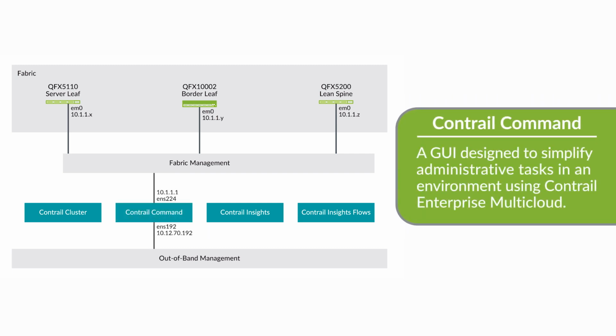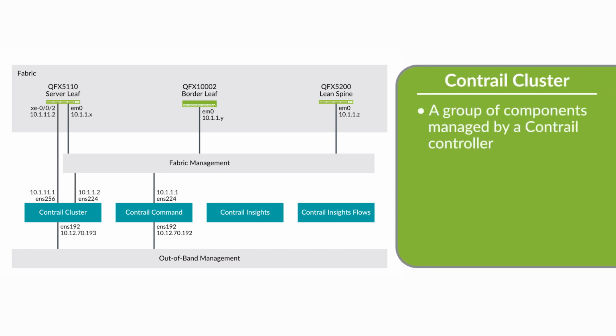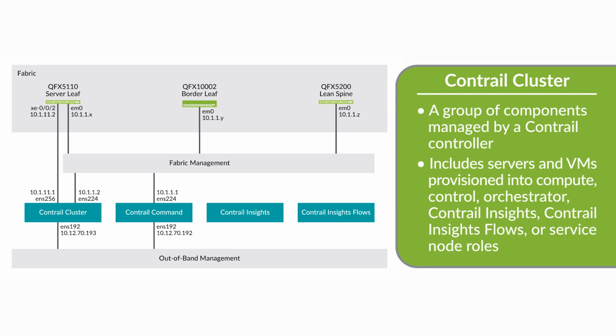Contrail Command is a GUI that you use with the Contrail Enterprise multi-cloud solution. It provides a single point of management for the fabric underlay, the overlay networks, and the virtual endpoints. The Contrail cluster is a group of components managed by a Contrail controller. A Contrail cluster includes servers and VMs that are provisioned into Compute, Control, Orchestrator, Contrail Insights, Contrail Insights Flows, or Service Node roles. In our topology, all of the node roles are assigned to the Contrail cluster server, except the Contrail Insights and Contrail Insights Flows roles. Node role assignments are unique within topologies and vary by environment.